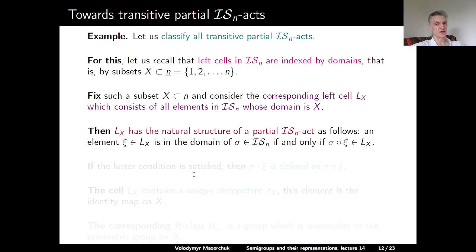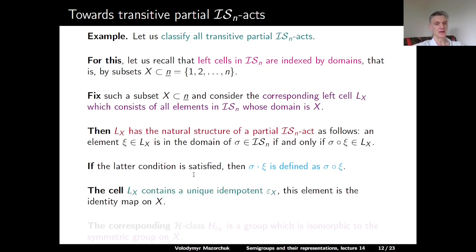If we have an element sigma in ISN, then an element xi in Lx belongs to the domain of sigma acting on Lx if and only if the composition of sigma after xi belongs to Lx, and if this condition is satisfied, then sigma acts on xi and outputs sigma after xi. The cell Lx contains a unique idempotent epsilon x, and this is the identity map on X. The domain of this element is X. And the H class of this idempotent is a group which is isomorphic to the symmetric group on X.